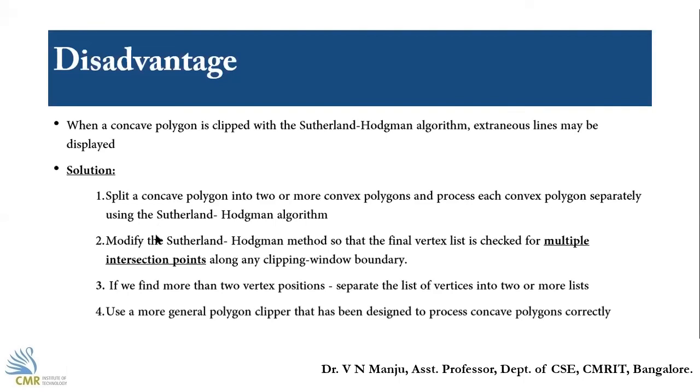The next one, you can modify the Sutherland-Hodgman into multiple intersection points, and this is a continuous point. If we find more than 2 vertex positions, separate the list of vertices into 2 or more lists. Then the third point: use a more general polygon clipper that can process concave polygons. So 3 solutions we have. That's very simple. If this doesn't work, go for a better polygon clipper. That's it. Okay, thank you.